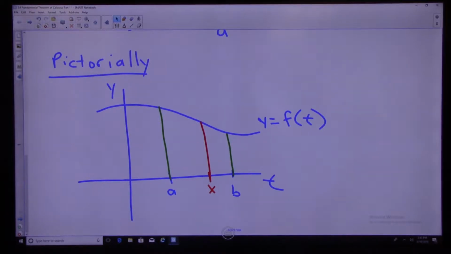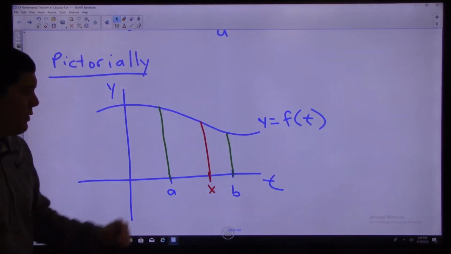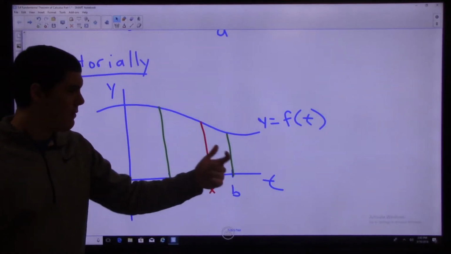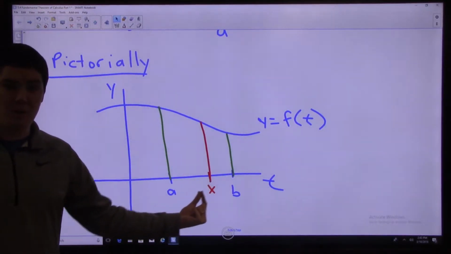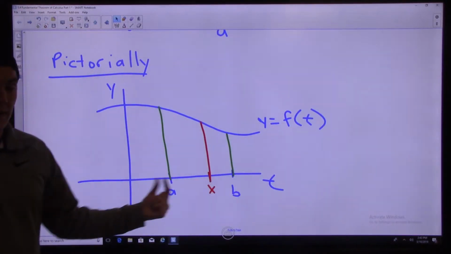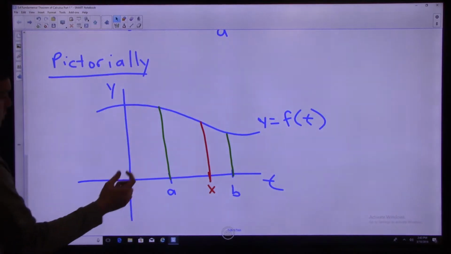So pictorially, let me talk about this here. If we have some function, this is just some general function, f of t. All right, that's my function. Now the reason why I labeled it f of t instead of f of x is I want to use x for a different purpose. I'm going to call x some value in between a and b, in between our interval here. So if we do this, what we're saying is that we're trying to figure out, so let's do this first.